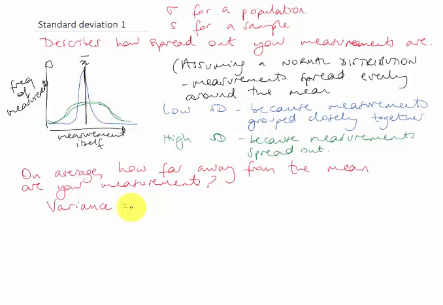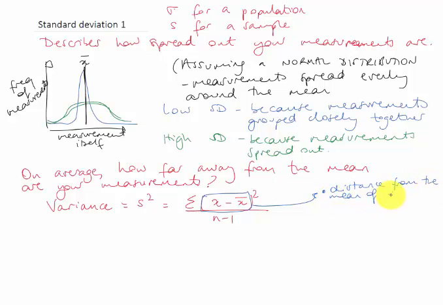So I'm going to show you the formula for variance, which is S squared, and that is equal to the sum of (x minus the mean) squared all over n minus 1. Let's break down what that means. We're asking, on average, how far away from the mean are your measurements? So first of all, this part is telling us the distance from the mean of each measurement. And then we square it so that all the measurements are positive.